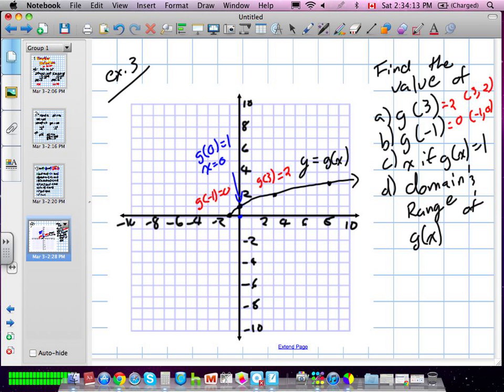Yeah. Okay. Now finally, domain and range. Have you done set notation for domain and range? In other words, have you seen something that looks roughly like this?